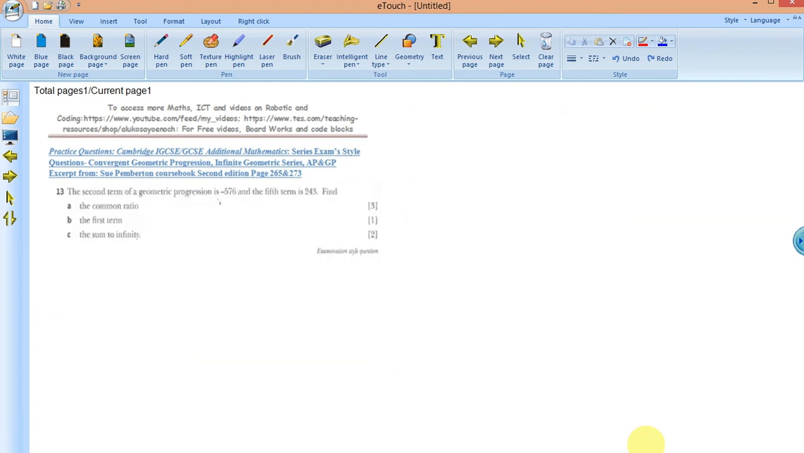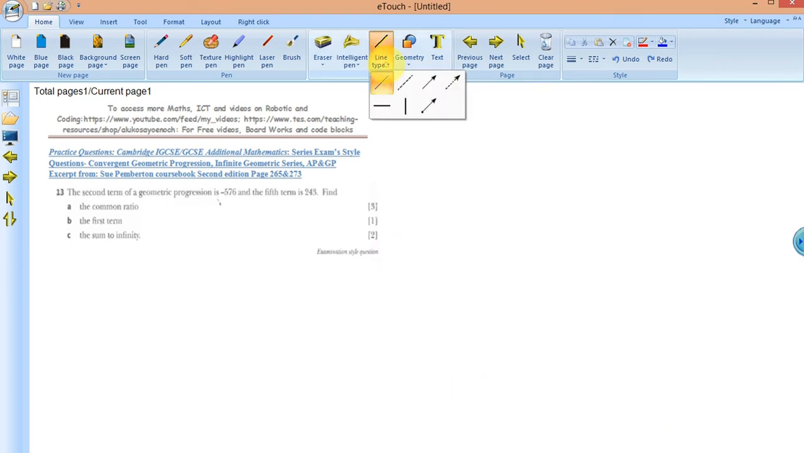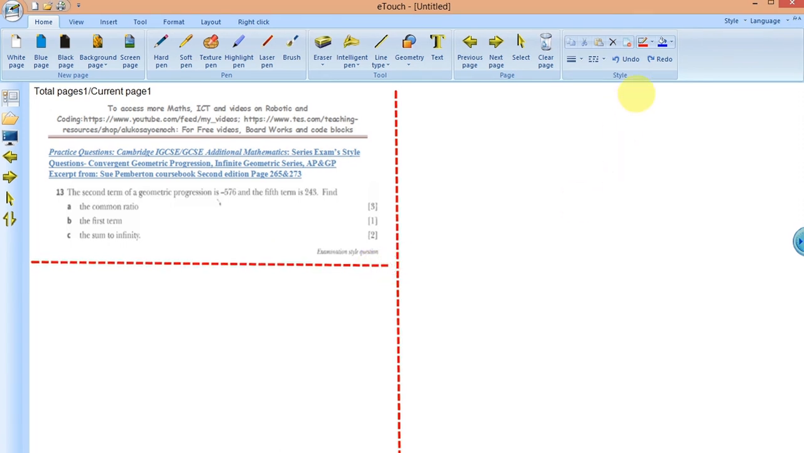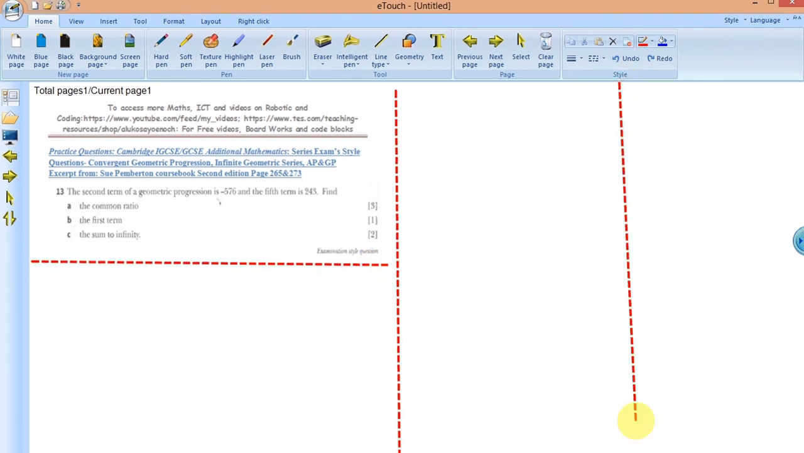The second term of a geometric progression is minus 576, and the fifth term is 243. Find a, the common ratio, b, the first term, and c, the sum to infinity. Okay, so let me just go ahead and demarcate my board as usual, so I manage my board well, guys.